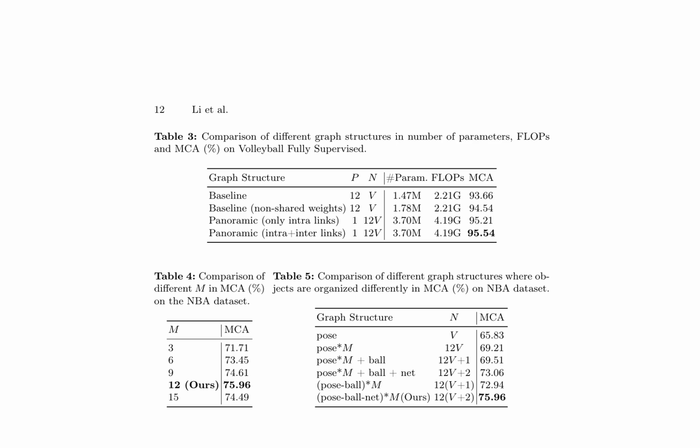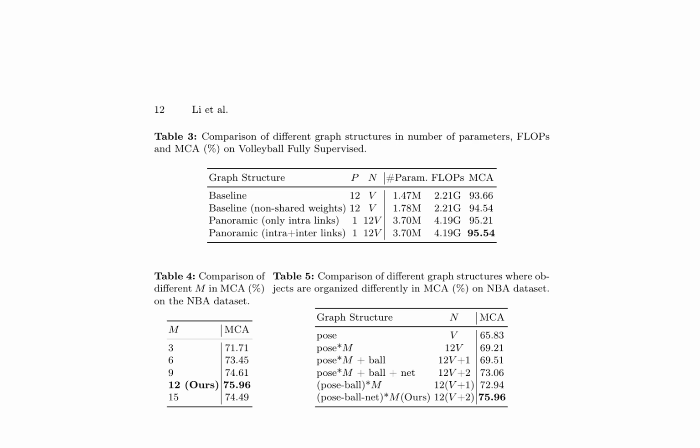The authors present a comprehensive comparison of various graph structures, evaluating their performance on the volleyball fully supervised dataset. Table 3 displays the results, showcasing the effectiveness of the panoramic graph structure, which achieves a 1.5% improvement in MCA over the baseline model, with a moderate increase in parameters and flops. Notably, the panoramic graph with both intra- and interperson connections outperforms the baseline model with non-shared weights.